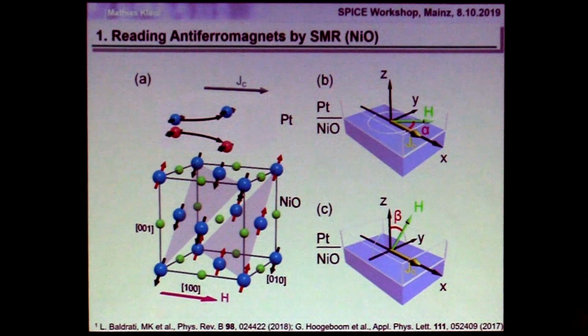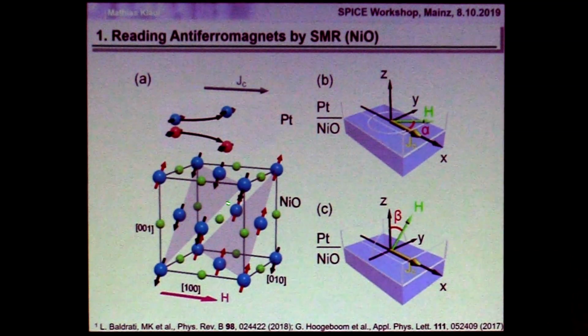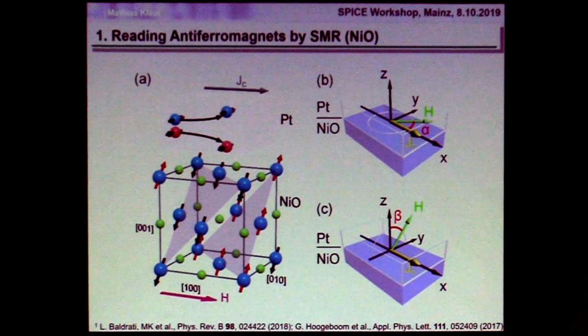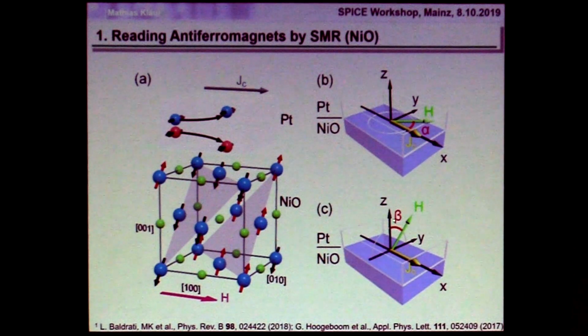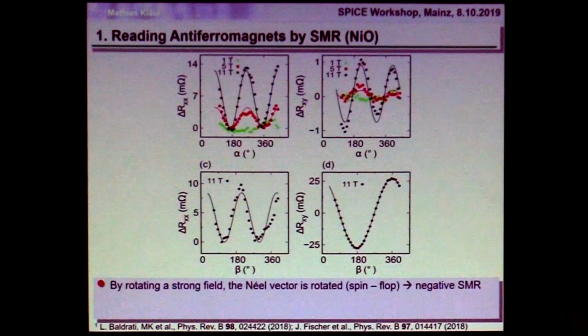So the first thing we measure is nickel oxide. Nickel oxide is a collinear antiferromagnet where the 1-1-1 planes are the easy planes, and you have opposite orientation of the spins in the adjacent planes. And then we can apply a strong field in order, by the spin flop, to rotate the Néel vector, and we can do this along 3 perpendicular directions, the alpha, the beta, and the gamma plane. And then we can determine the change in both the longitudinal and the transverse signal.